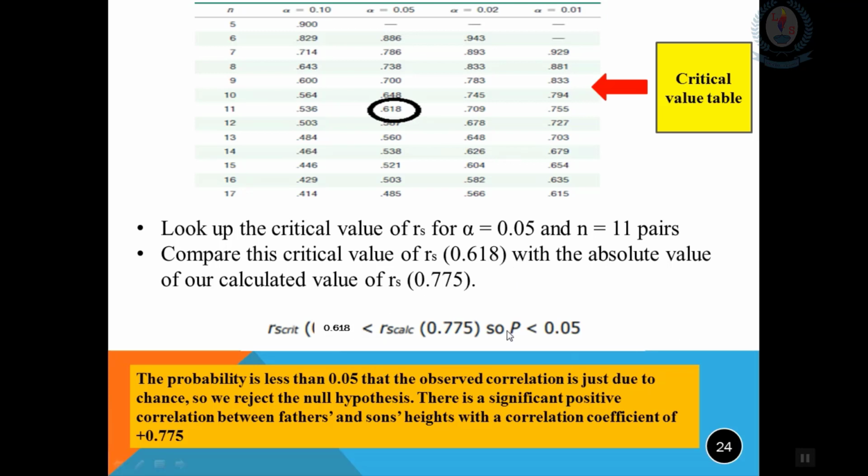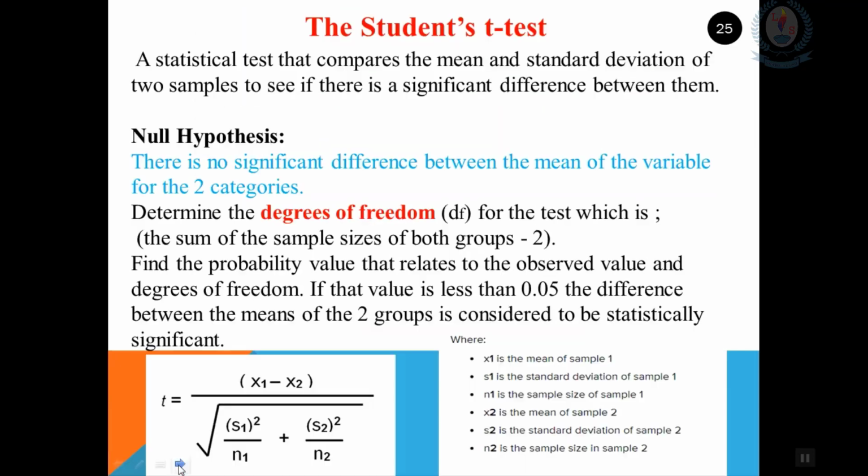In this case, the calculated value is high, so the probability that the observed correlation is just due to chance is less than 0.05. So we can reject the null hypothesis in this case, and there is a significant positive correlation between father's and son's heights because we got a positive correlation.